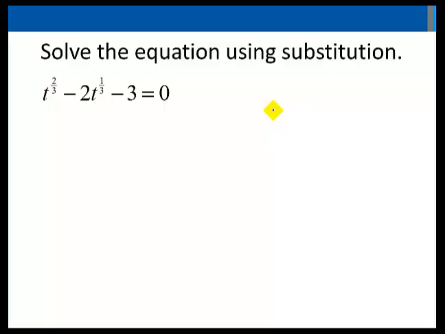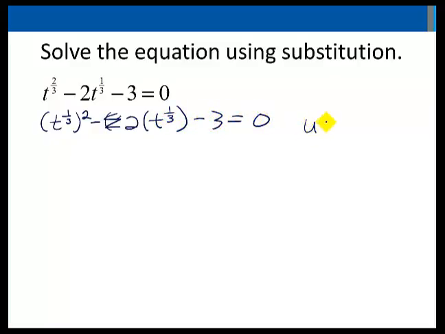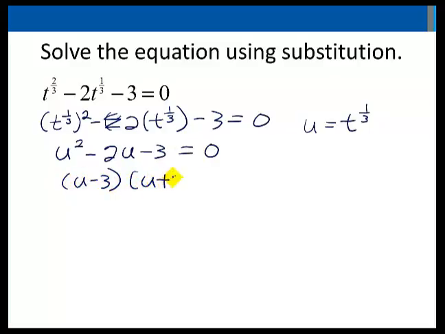The next equation is t to the 2/3 minus 2t to the 1/3 minus 3 equals 0. I can rewrite this as (t to the 1/3) squared minus 2t to the 1/3 minus 3 equals 0, and letting u be equal to t to the 1/3 here, I will have u squared minus 2u minus 3 equals 0, factoring into u minus 3 times u plus 1 equals 0. Setting each factor equal to 0 gives me u equals 3 and u equals negative 1.